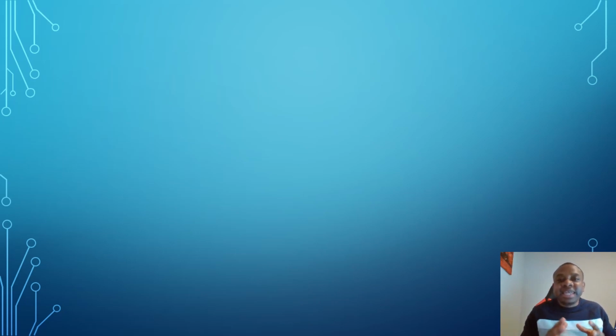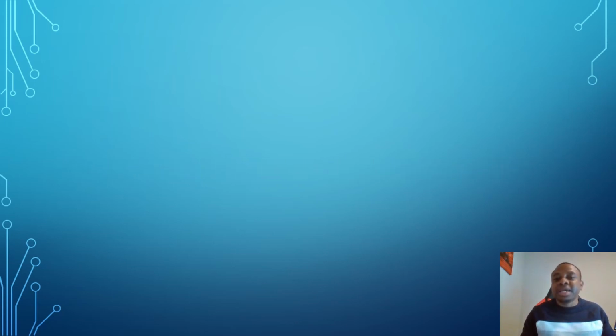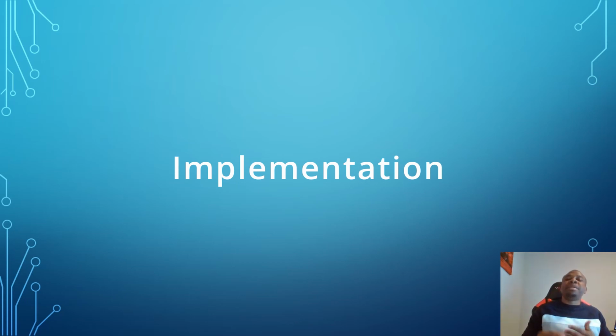Then the next phase is the development and acquisition phase. The development and acquisition phase talks about the design, the purchase, and the development. At this phase, this is where the application is being designed. This is where the necessary tools and equipment that will enable them to develop and design the application are acquired. Now comes the implementation phase.